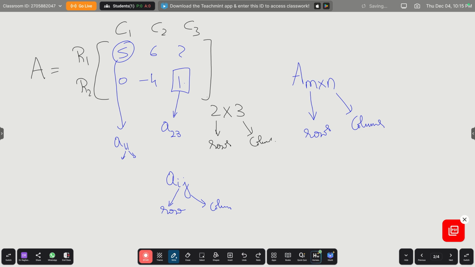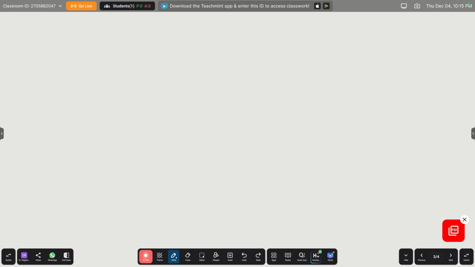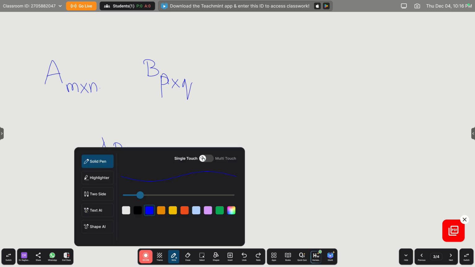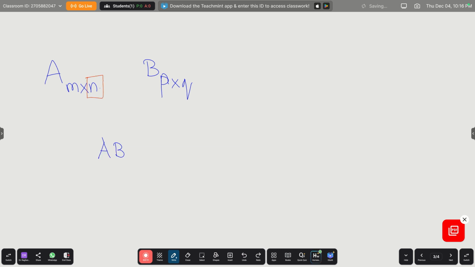All right. So now, suppose you want to multiply two matrices. It has to satisfy a condition of order. Suppose A is of order m cross n and B is of order p cross q. Then the multiplication A into B, also written as AB, is possible only if the number of columns in the first matrix is equal to the number of rows in the second matrix.